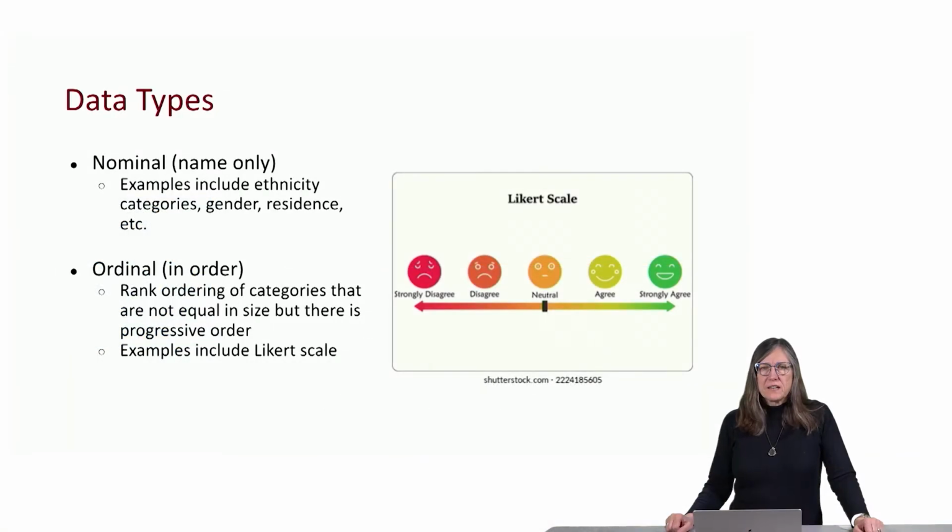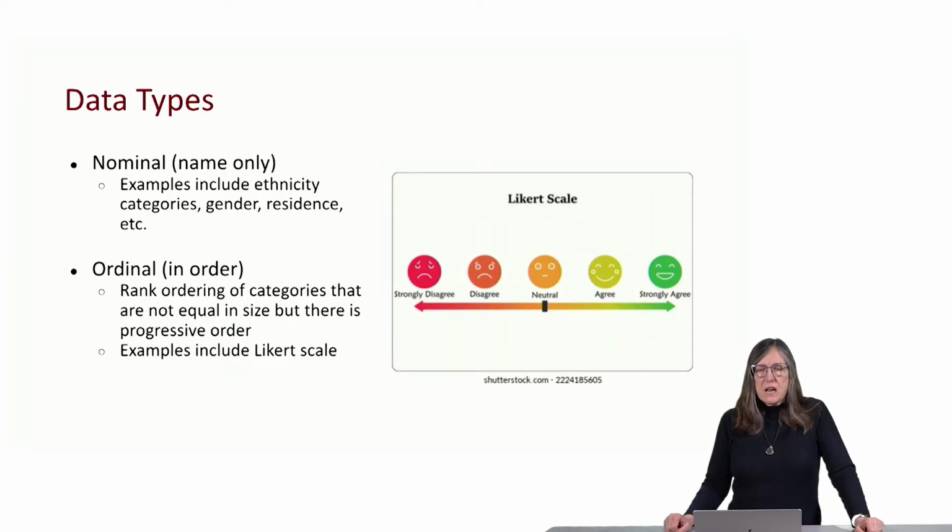There are 4 different data types, and it's important to understand the type of data because that influences which statistic you're going to use. And when you're reviewing an article, you can tell, oh, looks like they might have used the wrong test statistic, and you'll wonder why it got published, and that just happens sometimes.